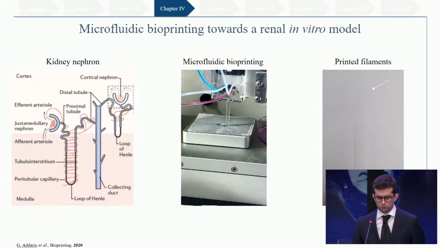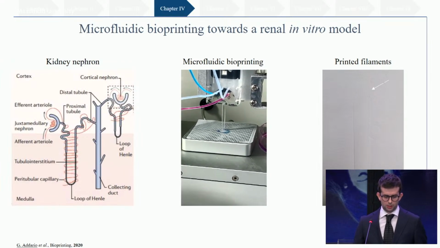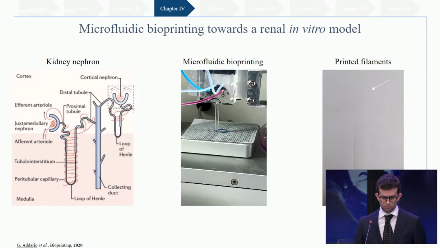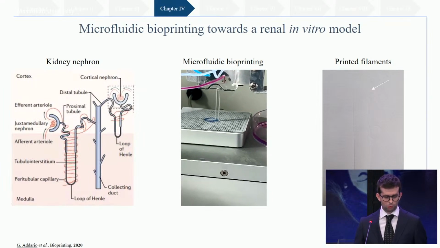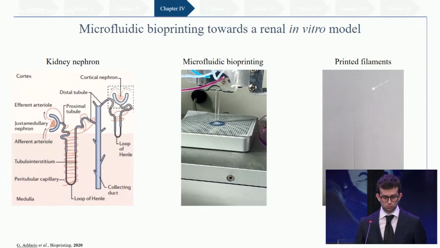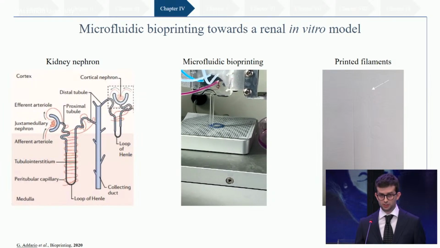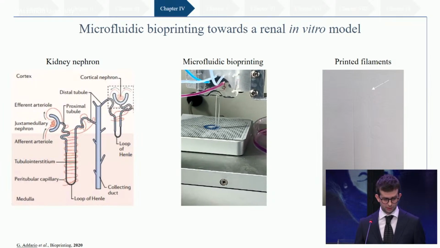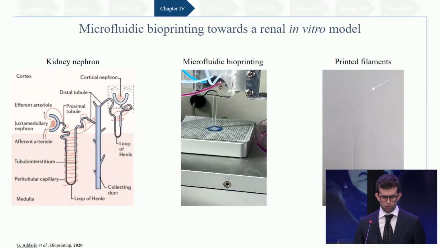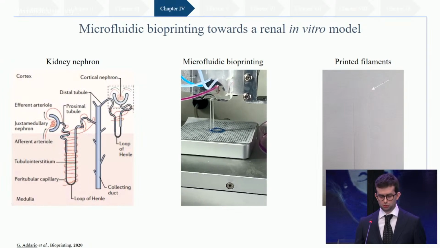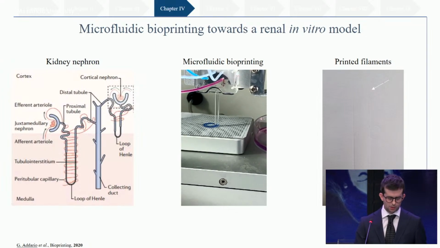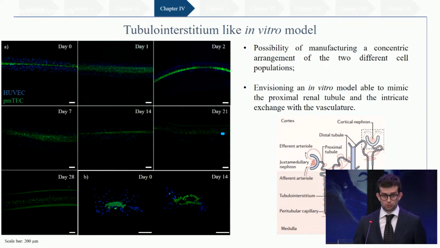From chapter 4 onwards, we focus more on the proof of concept. So in this chapter, our aim was to really try to mimic the proximal tubule and also the intricate exchange with the vasculature side. We used the microfluidic bioprinting technique, and our goal was to print filaments. These filaments actually could mimic the architecture of the kidney.